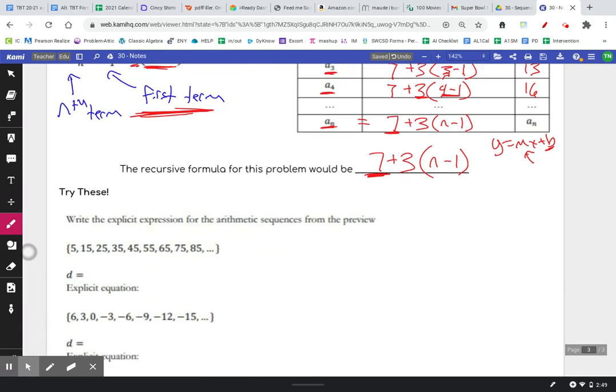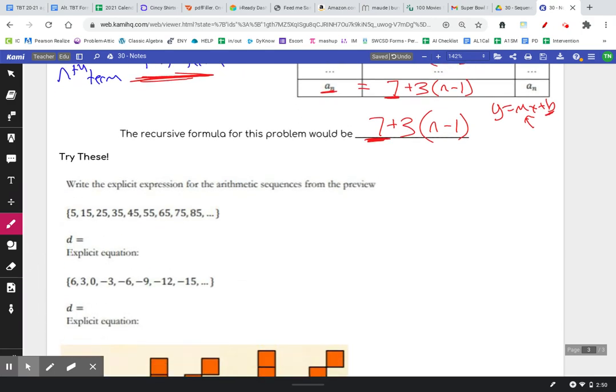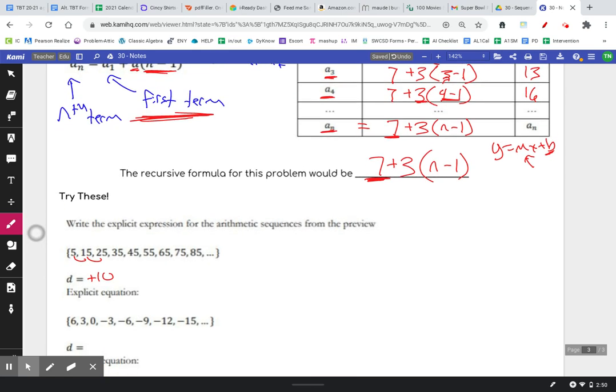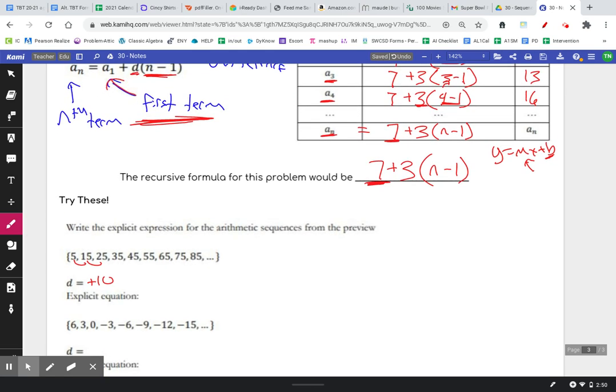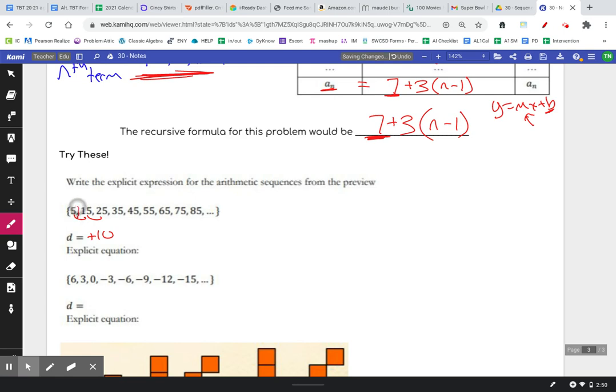Okay, so let's try these. Write an explicit formula for this. You're going to recognize these again. This is our plus 10 pattern. So our equation would be, well, what's our start? We need, what's our first term? Our first term, look at this, is 5 plus, what's our difference? 10. And then we're going to multiply that by whatever term we're looking for minus 1, so that we can factor in that 5 that we started with.